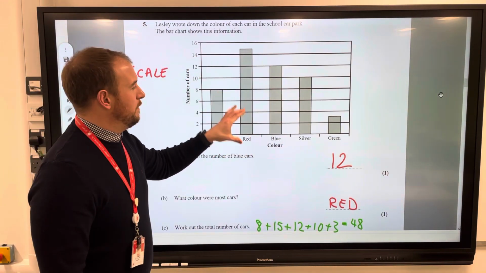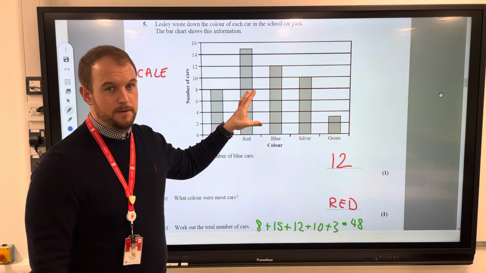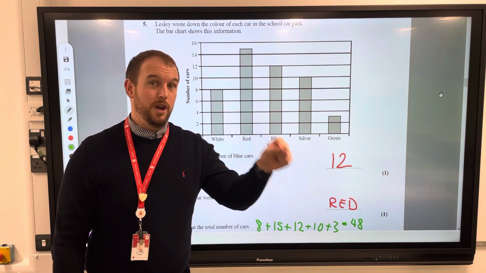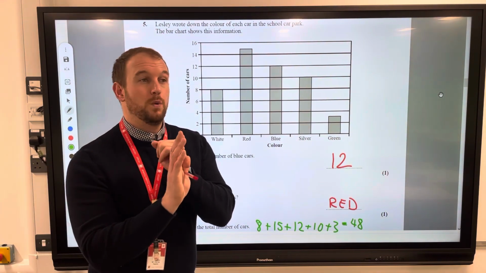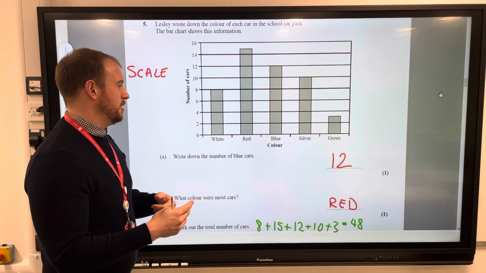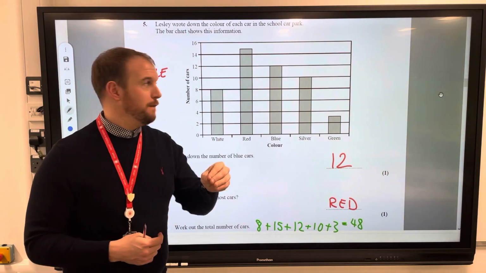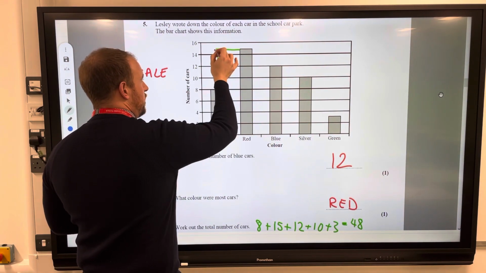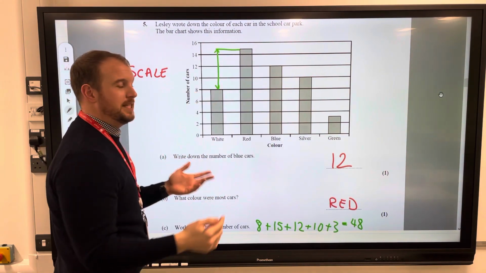Now, I'm confident every single person watching this video can interpret a bar chart. I'm that confident. The problem we have with bar charts are the words that are used in the questions. Look out for words like difference. If I look here, what is the difference between the amount of red cars and the amount of white cars? That word difference is between here and here. We could subtract: 15 take away 8 is 7.